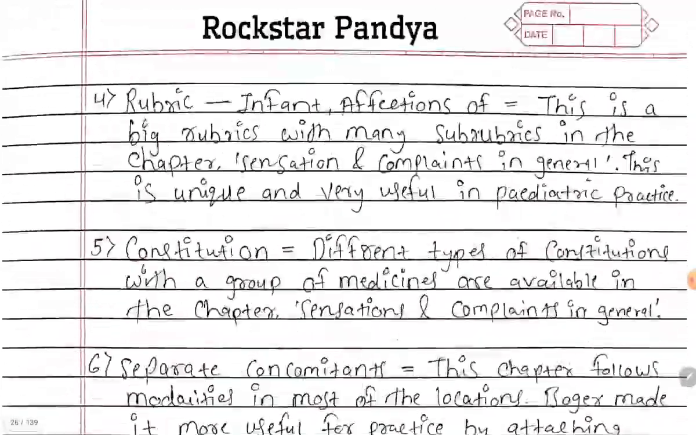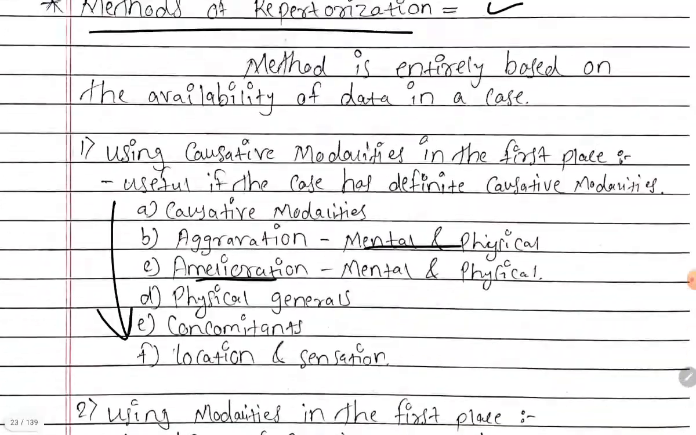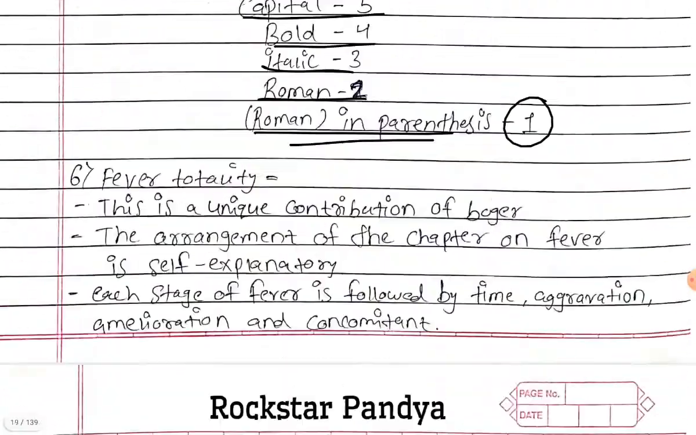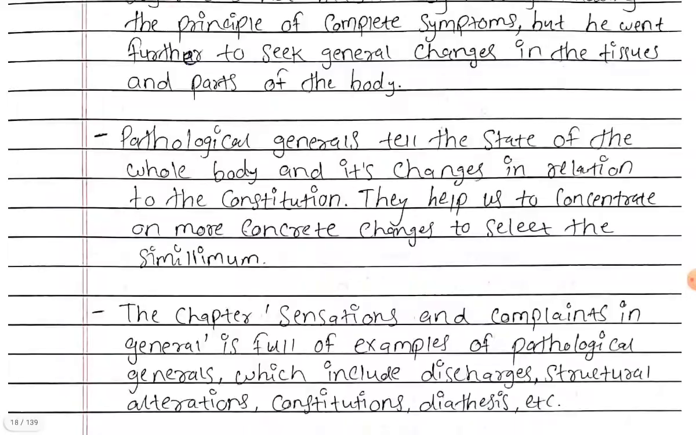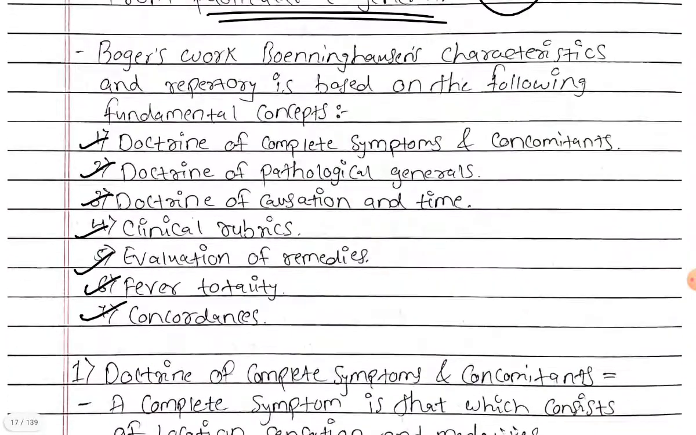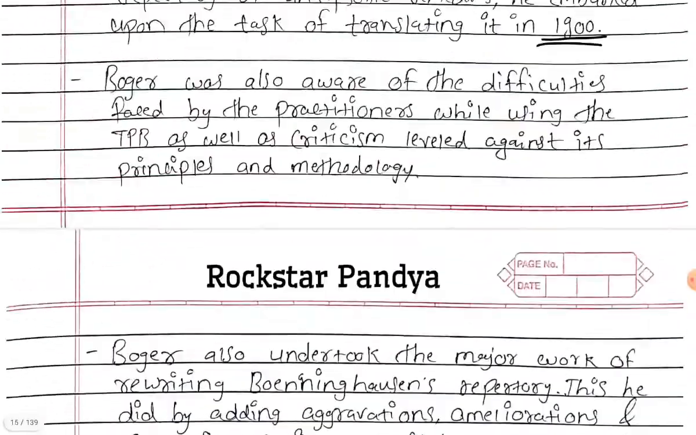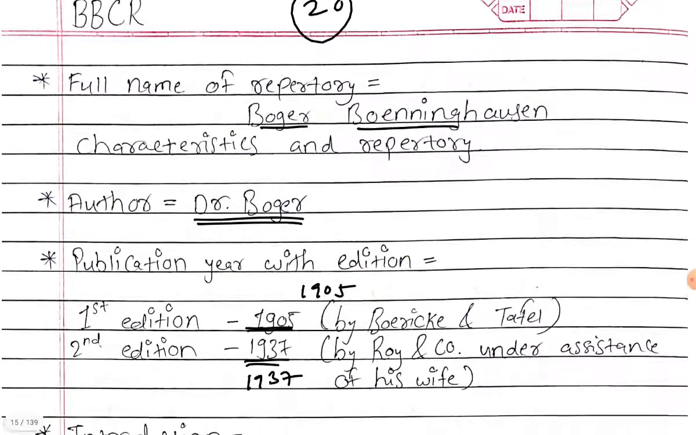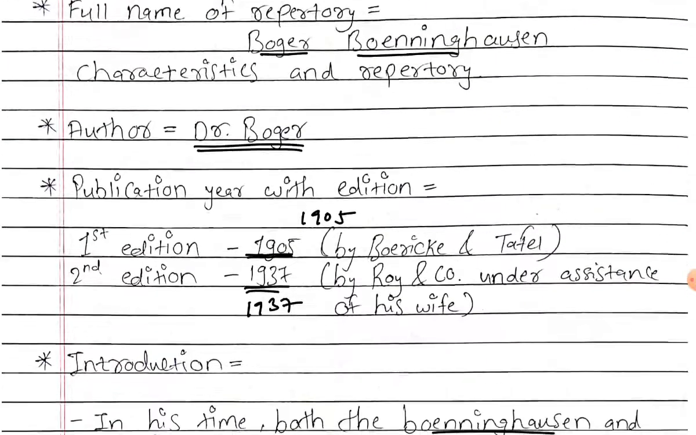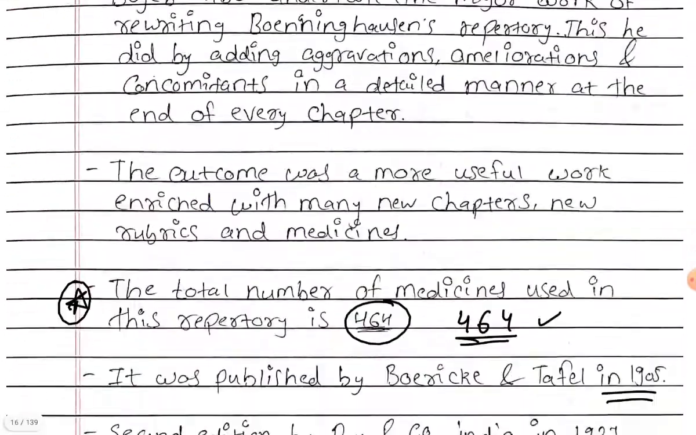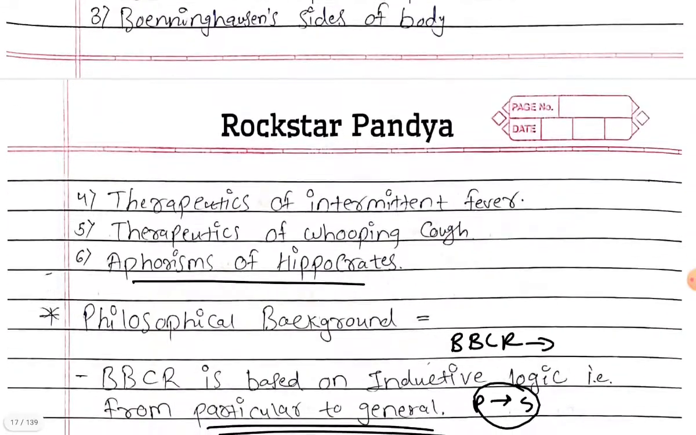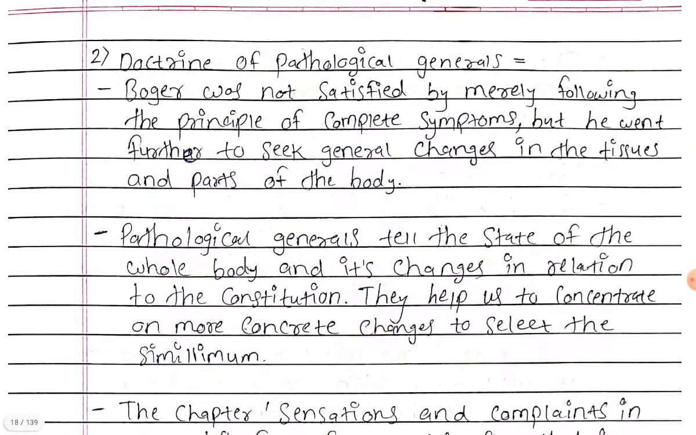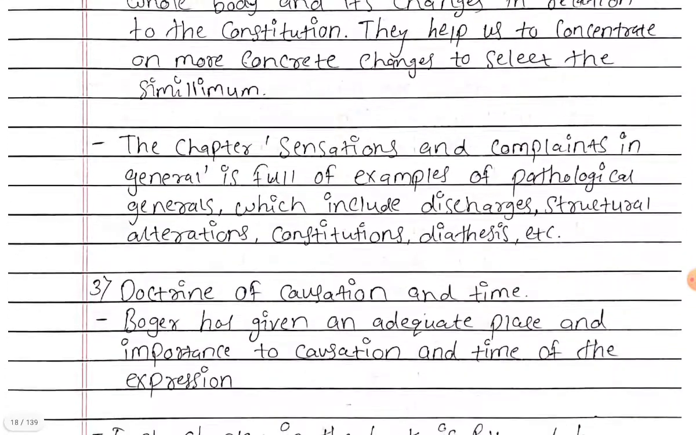So, we have covered the BBCR repertory, a general guideline and a frame of answer which can be used by you in writing your exams. So we now quickly revise it. We covered the full name of the repertory, the author, publication year with edition, then introduction, then we saw different chapters, the philosophical background of this repertory, and the doctrine and pathological generals, the chapter sensations.